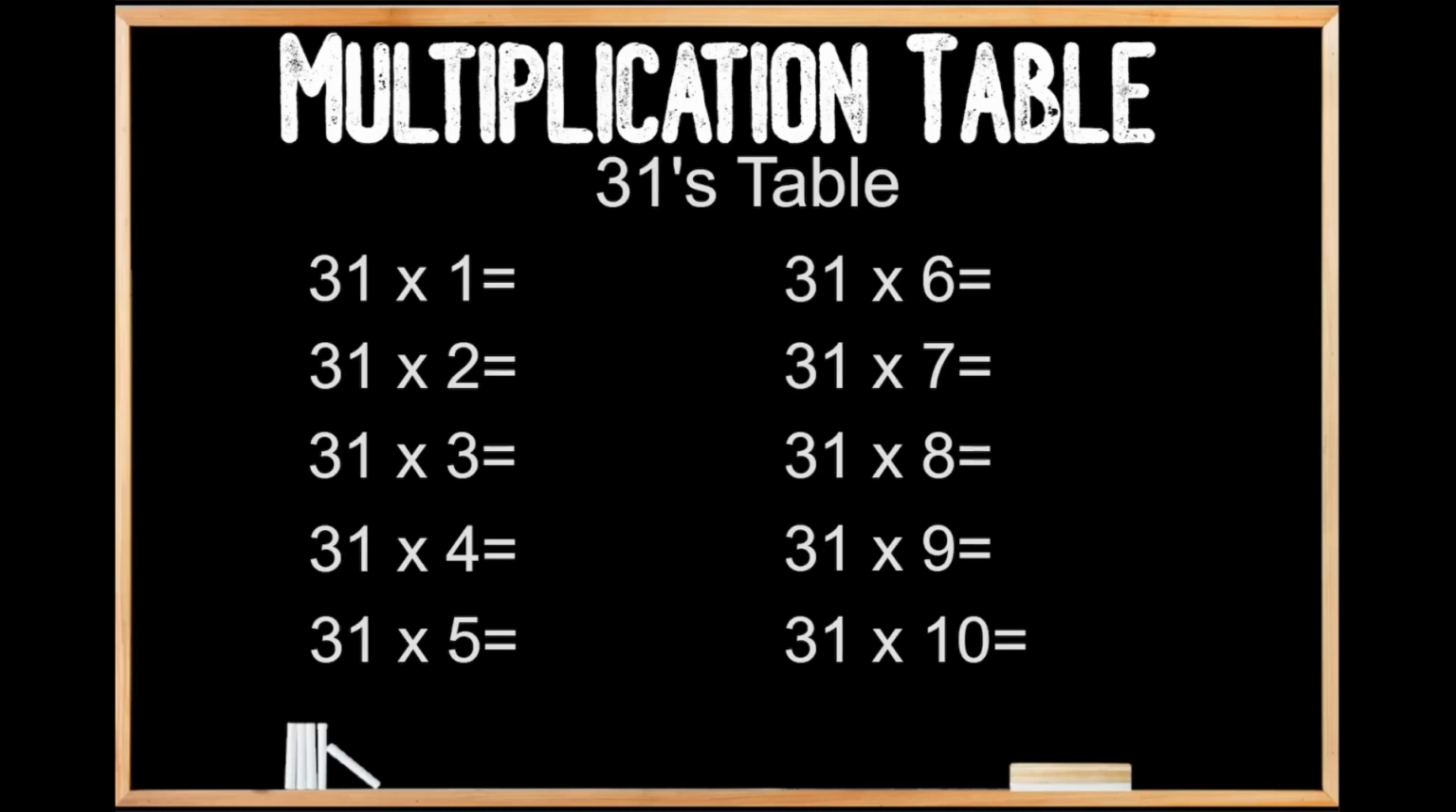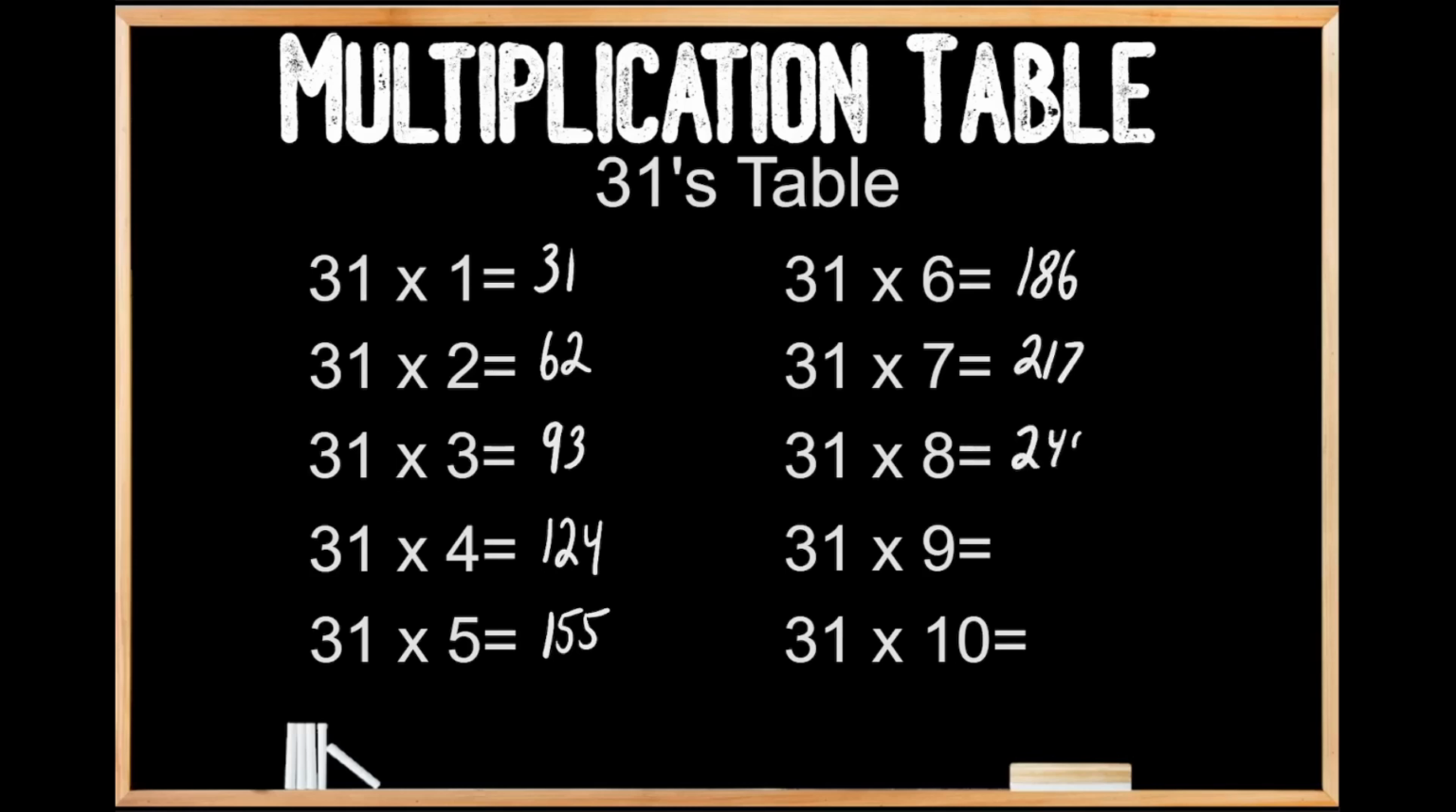31's table. 31 times 1 is 31. 31 times 2 is 62. 31 times 3 is 93. 31 times 4 is 124. 31 times 5 is 155. 31 times 6 is 186. 31 times 7 is 217. 31 times 8 is 248. 31 times 9 is 279. And 31 times 10 is 310.